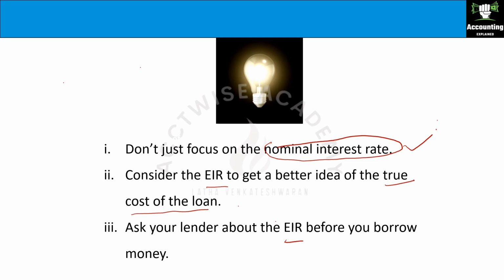You have all the right to ask the lender about the EIR, whether you are being charged yearly, quarterly, half-yearly, monthly, etc., before you borrow money. So these are all the important points for you to remember before taking a loan.